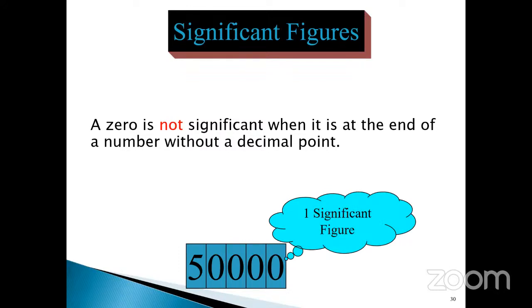Okay, so this is a different rule. This deals with a situation, again, where the zero is not significant. But the reason why in this case is that there's no decimal point in this number. If you have zeros at the end of a number, but there's no decimal point in that number, then those zeros are not significant. So here's an example of that. 5,000, no decimal point anywhere indicated, right? So therefore, those zeros are not significant. So therefore, there's only one significant figure represented here.